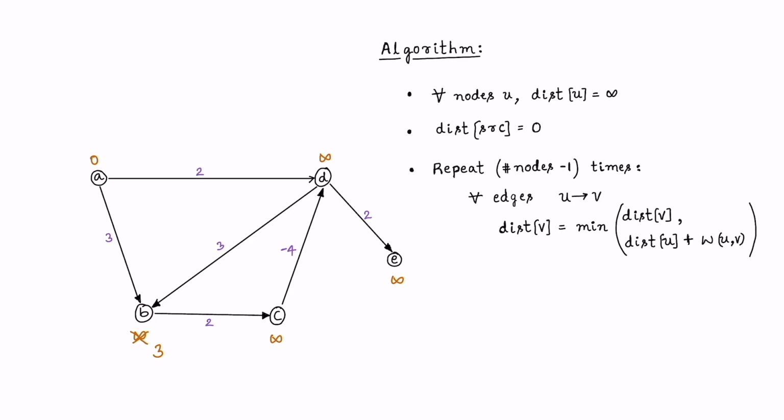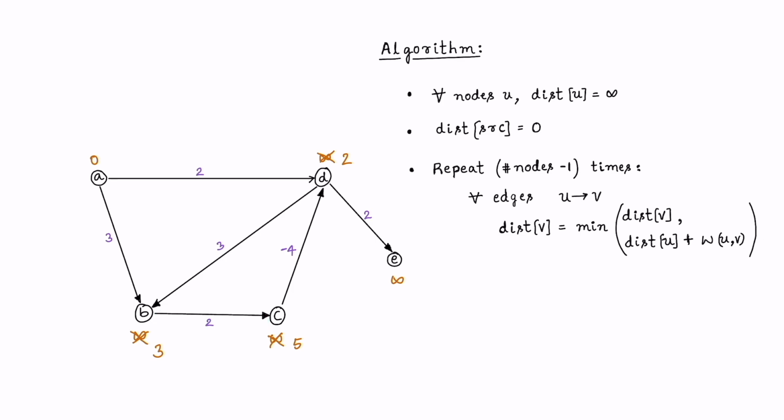Next, we check the edge AD. So distance to D is infinite, and distance to A is 0, plus cost of the edge is 2. So we update the distance to 2. Next, we consider this edge, where distance to node B is 3, and distance to node D is 2, plus cost of the edge is 3. We already have found a path to B that has the lower weight, so we don't update this distance. Next, we check this edge B to C. So the distance to C is infinite. We update the distance to 5, which is 3 plus 2.